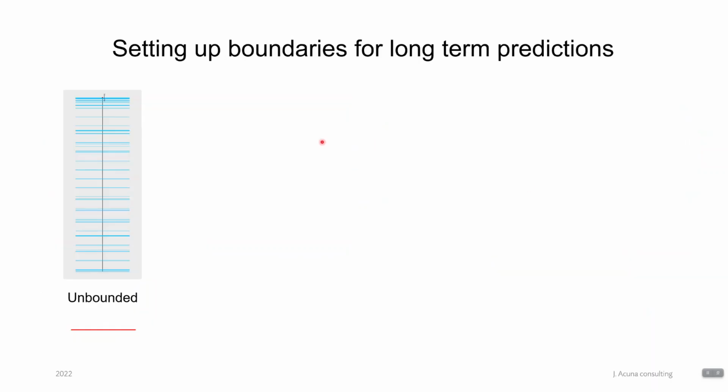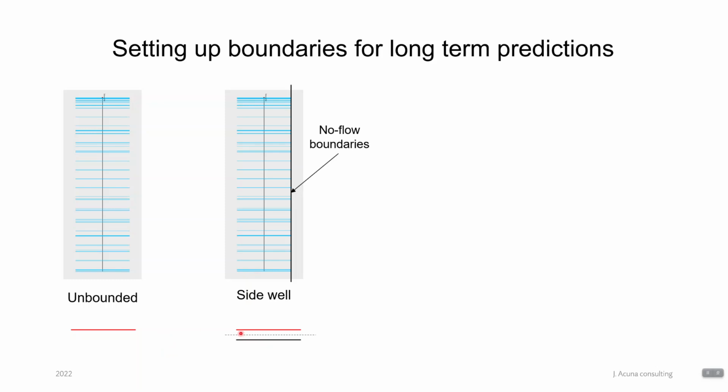How do we do long-term predictions? Well, that depends on the type of boundary conditions. You need to put boundary conditions to make long-term predictions because otherwise you are assuming that the well is sitting there unbounded, meaning that there are no wells around it. But if you have a well to the side, you have to put a no-flow boundary here. My active well is in red, and some flowing well that is not being analyzed is here in black.